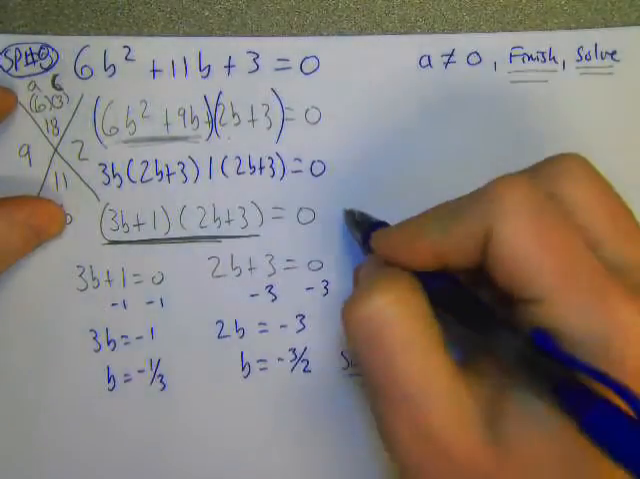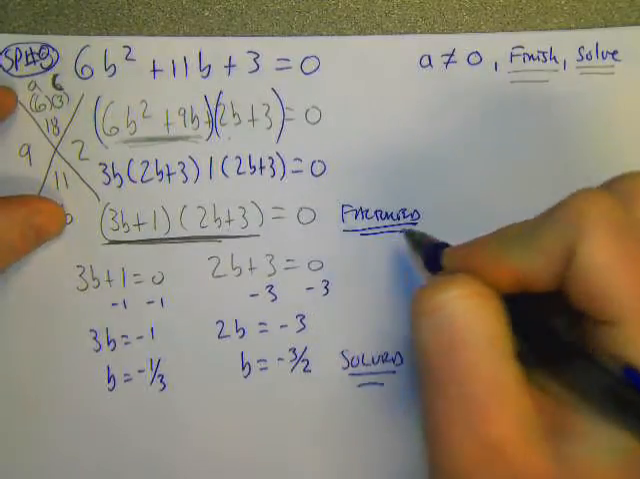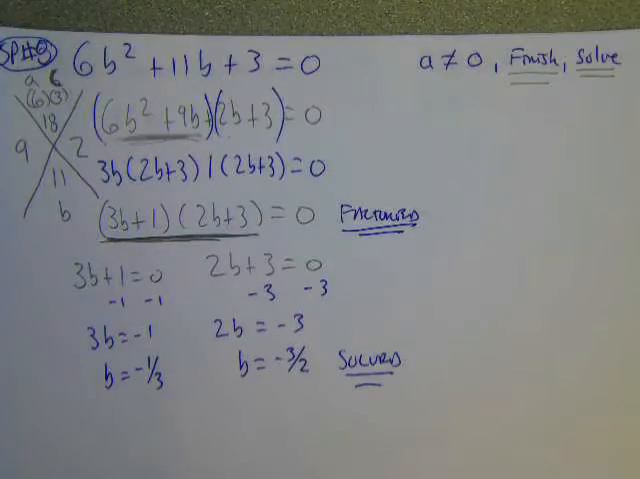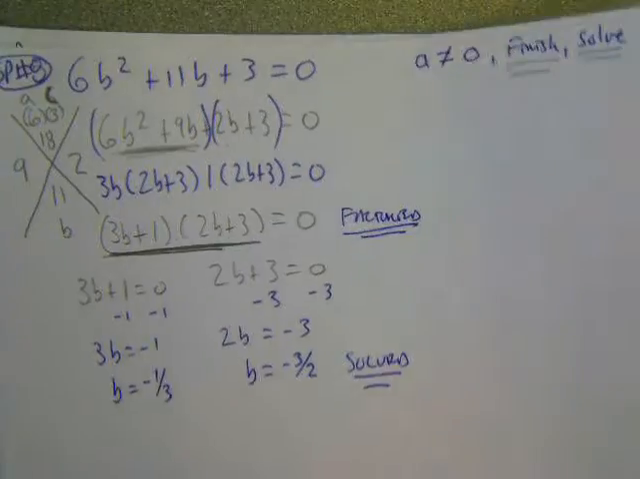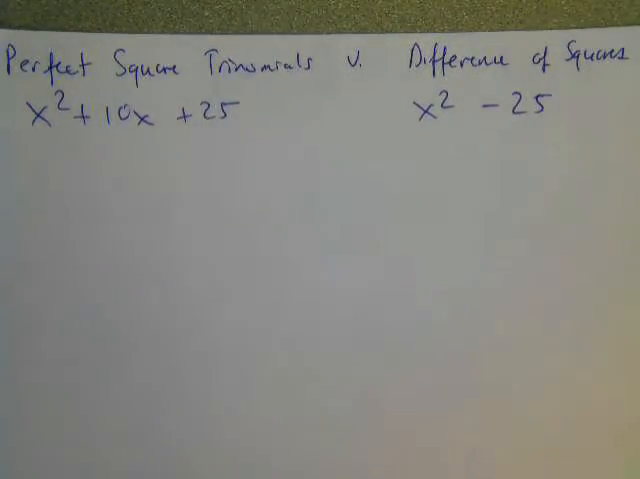That there would have been factored. And that's pretty much what you're being asked to do on this. If you have a good hold on those two things and the difference, you should be in a pretty good spot. So that's the first thing you asked me to look at. The second thing you wanted me to look at is perfect square trinomials versus difference of squares.